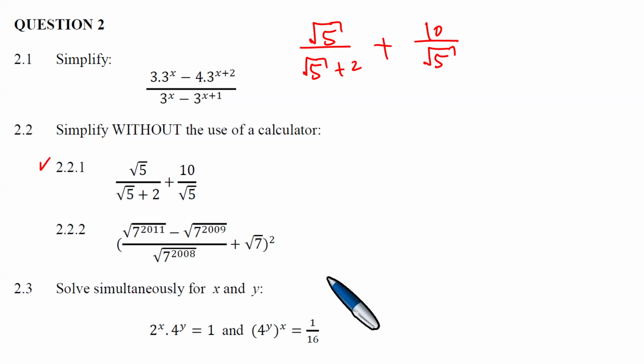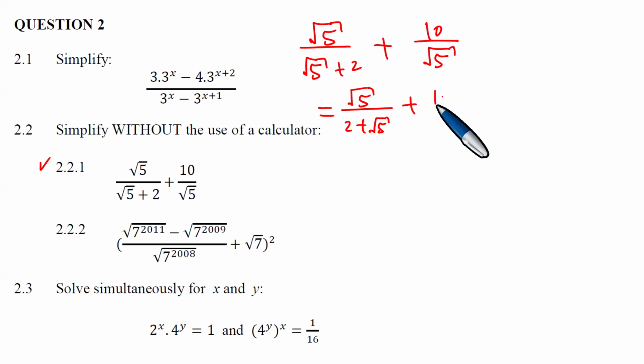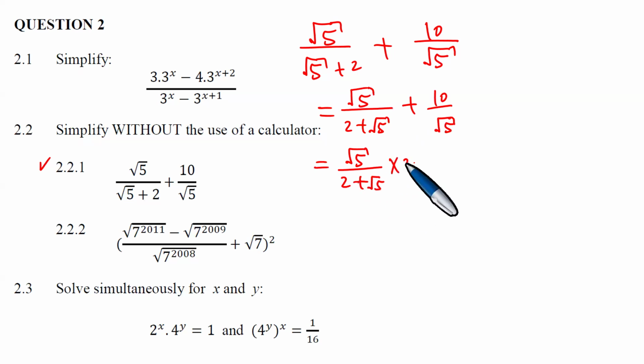Sir, we rationalize the denominator. Okay, we rationalize. So yeah, we have the square root of 5, can write 2 plus the square root of 5, 10 over the square root of 5, 2 plus the square root of 5. 2 minus the square root of 5, 2 minus the square root of 5, over the square root of 5.